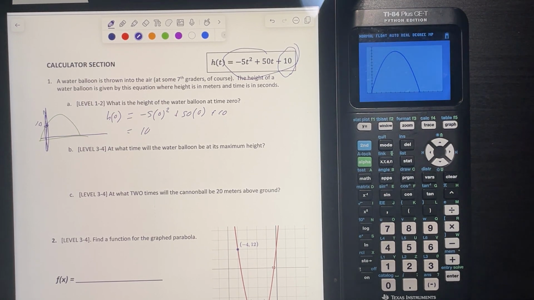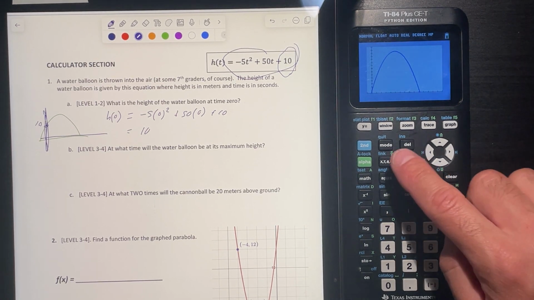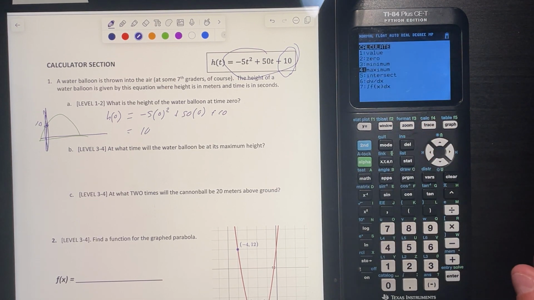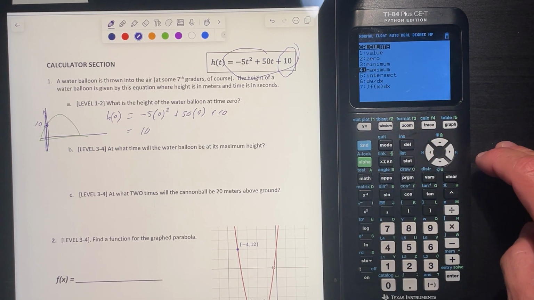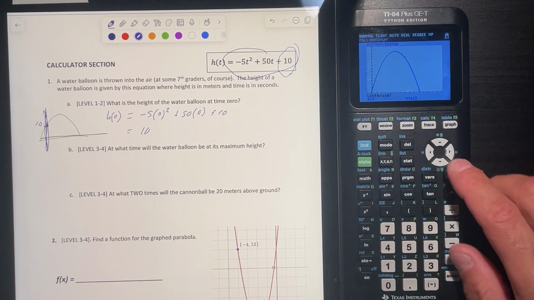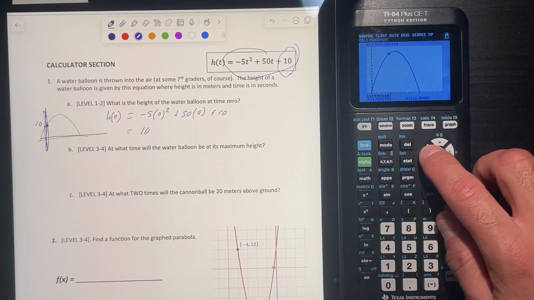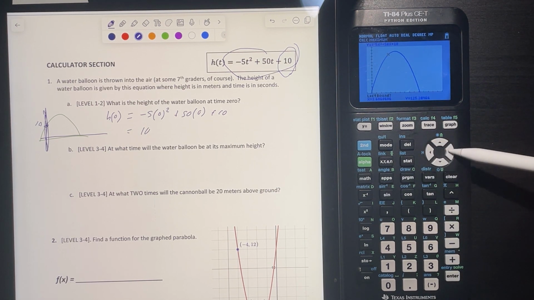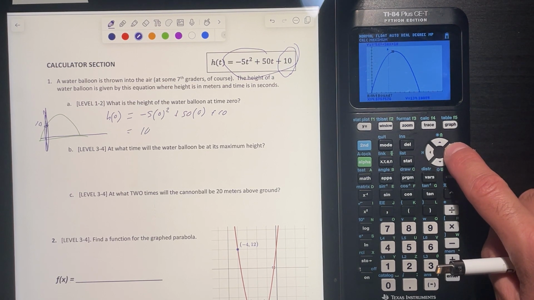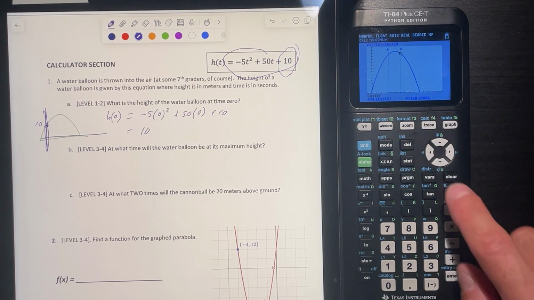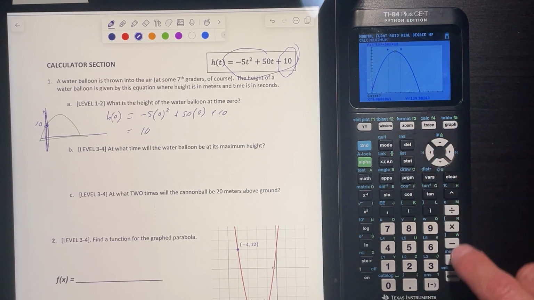So now we're looking for that maximum. So when is it at its maximum? You can say second calculate. We're going to calculate a maximum. Number 4. Hit enter. And it says left bound. It means put me on the left side of that maximum. So use the side to side arrows, hit enter, over to the other side. Right bound means put me on the right side of that maximum, hit enter, and then guess, you can if you'd like.